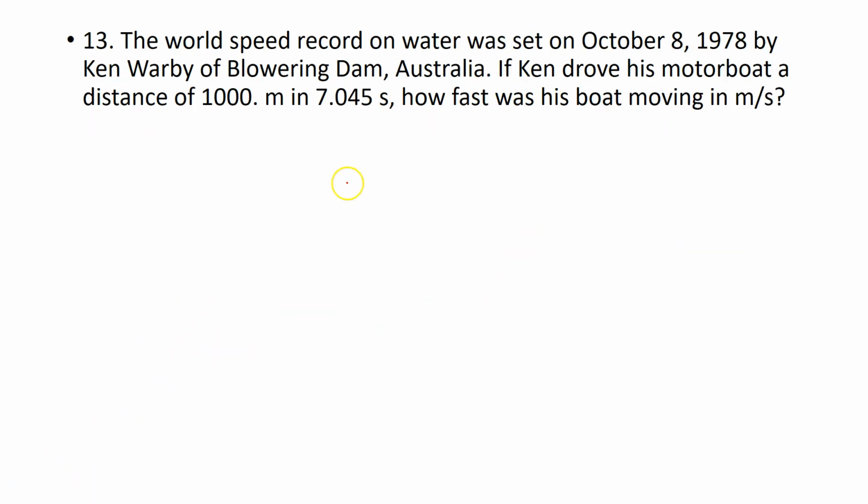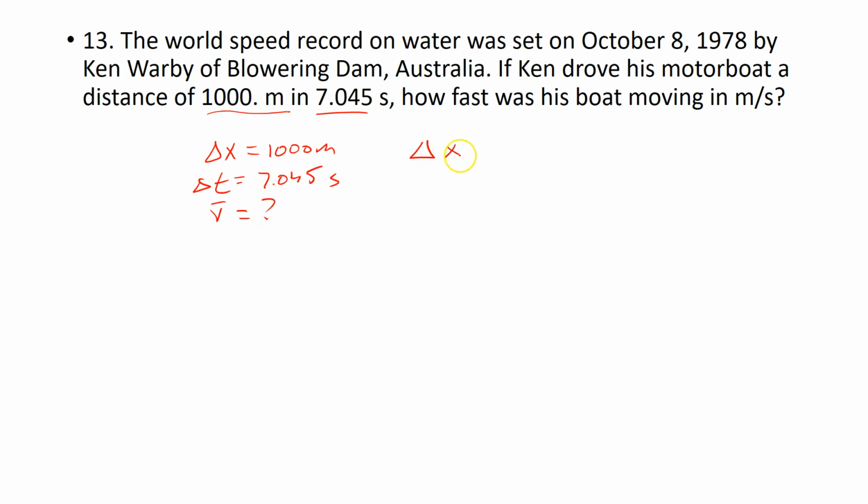For the next question, which is number 13, the world speed record on water was set in 1978 by Ken Warby of Blowering Dam, Australia. He drove his motorboat a distance of 1,000 meters, and it took him 7.045 seconds, so they want to know how fast he was moving. We know that the change in position here is equal to 1,000 meters. We know that the change in time was 7.045 seconds. So we want to find out what is this person's velocity if we say that he drove in a straight line from one place to the other.